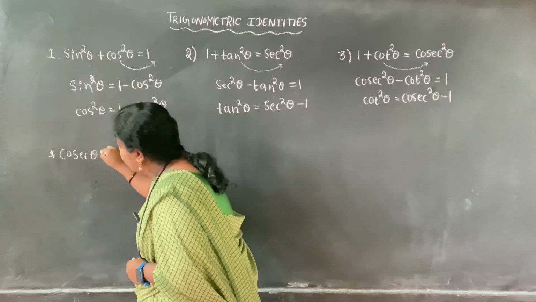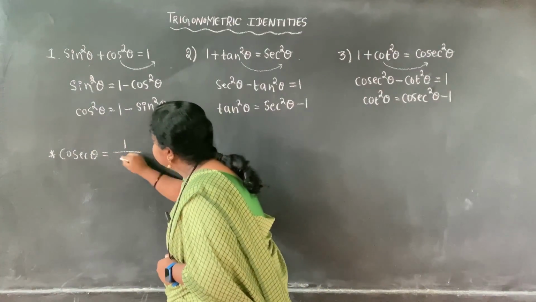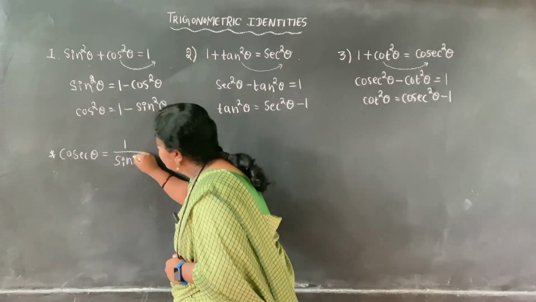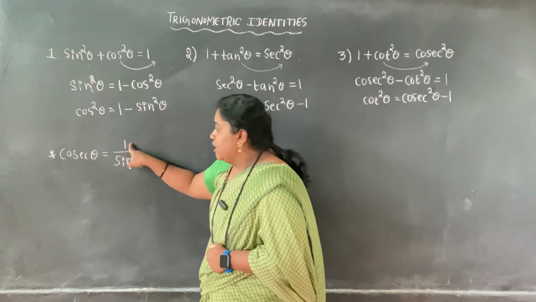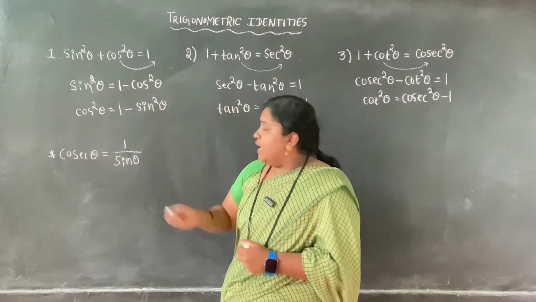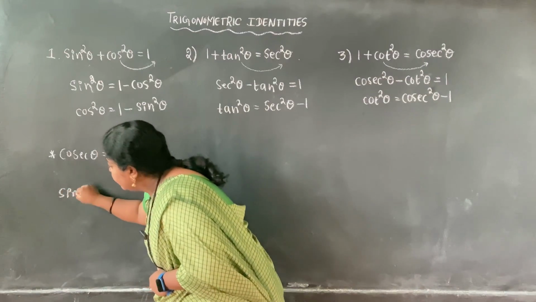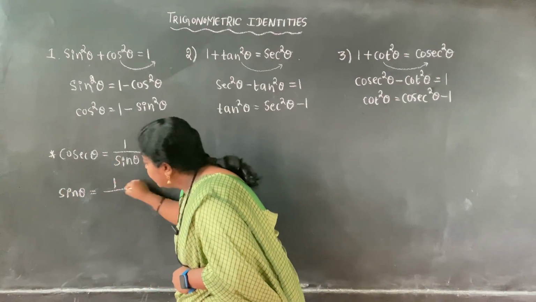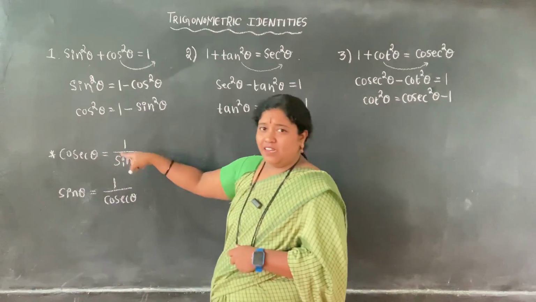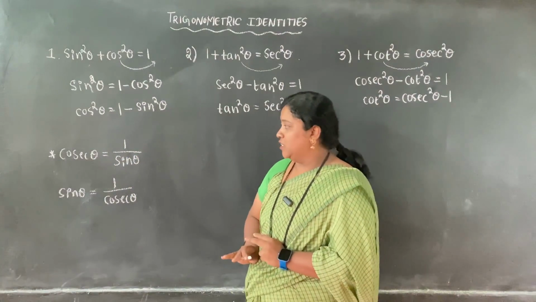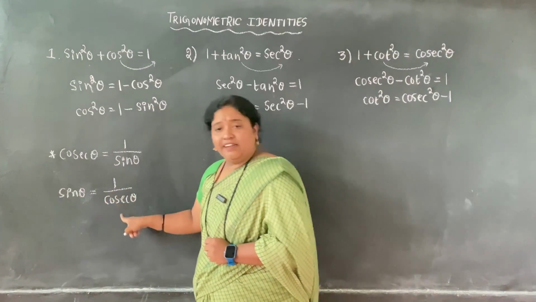Cosecant theta is the reciprocal trigonometric ratio of sin theta. I'll write, cosec theta can be written as 1 by sin theta. In the same manner, I also should know that sin theta can also be written as 1 by cosec theta. Both are inversely related. They are reciprocal to each other. Cosec I can write as 1 by sin theta, where sin theta I can write as 1 by cosec theta.